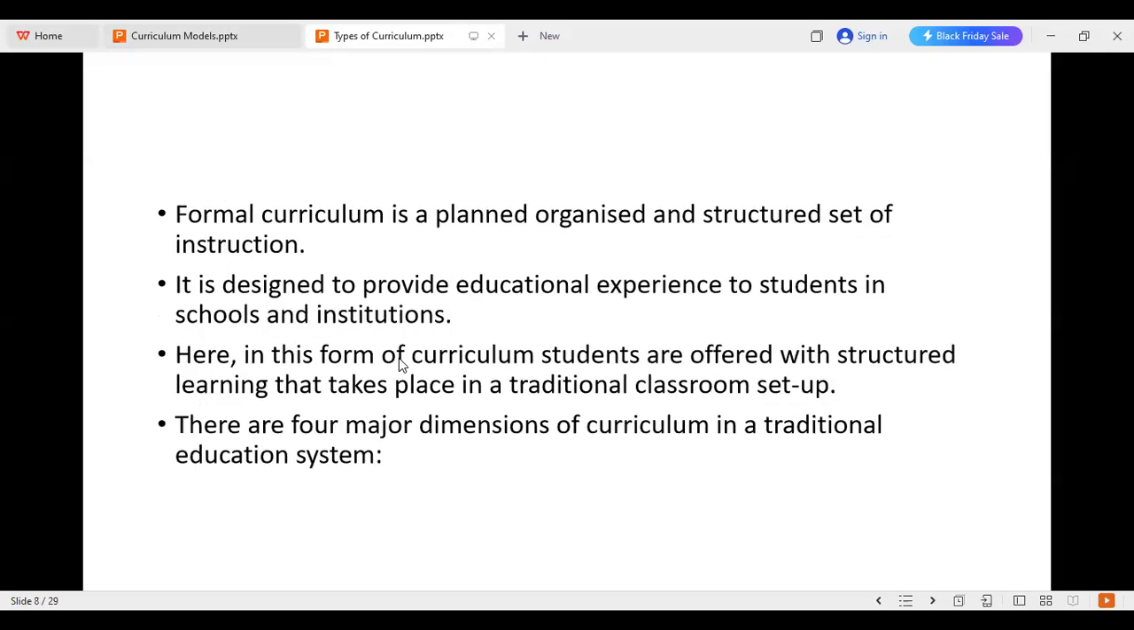Curriculum is a plan organized with a structure, setting out instruction. In 1990, when the competency based education new report was used, they recommended teaching methods.